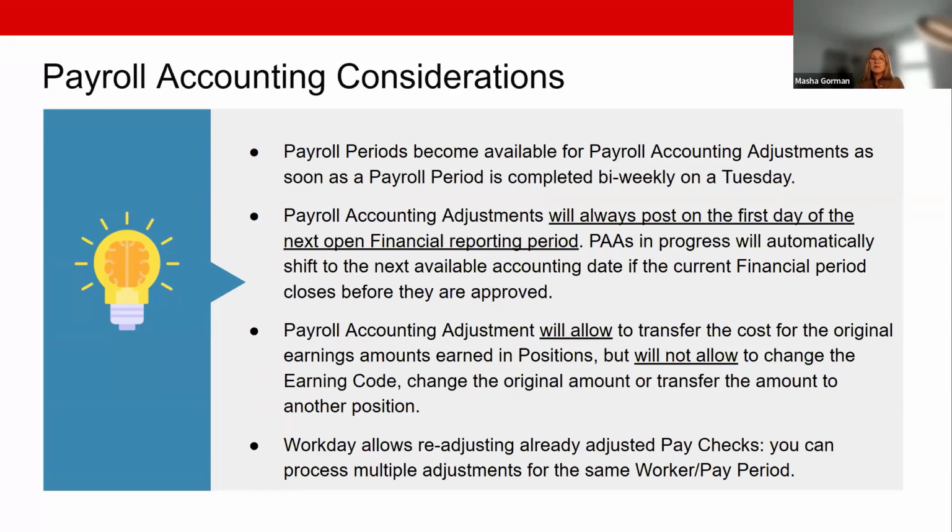And if inadvertently you have an employee in multiple jobs and the funds were paid in the wrong position, that can happen, right? Pay input was done towards the wrong position. You won't be able to change that fact through payroll accounting adjustment. So think about payroll accounting adjustment as just an accounting reflection of what happened in payroll for certain earning codes in a certain position.